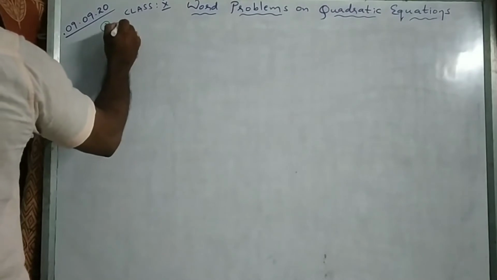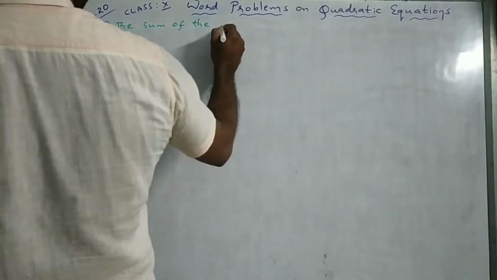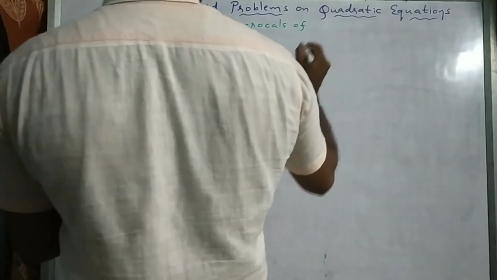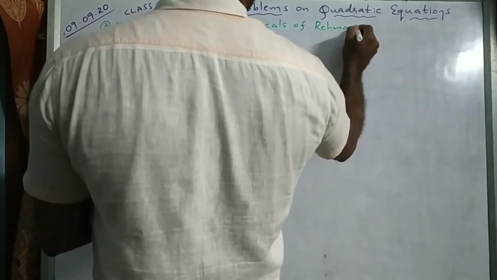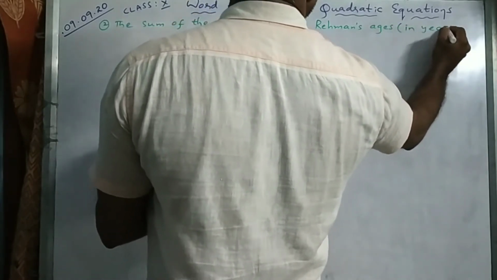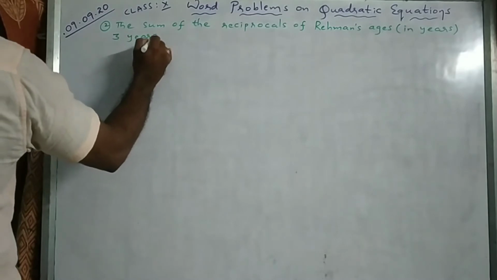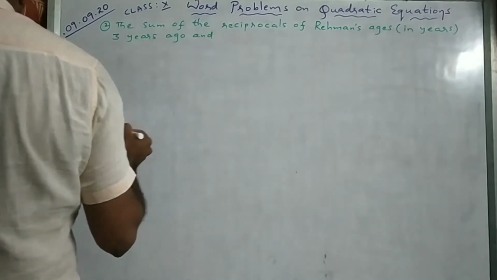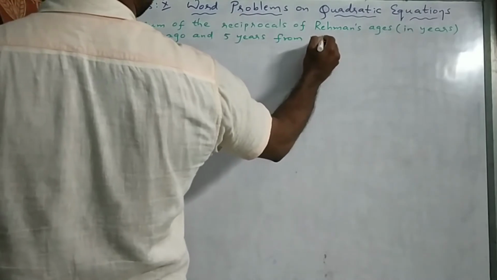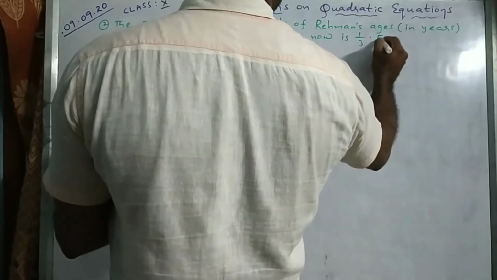Second one, the sum of the reciprocals of Rahman's ages in years, 3 years ago and 5 years from now. 5 years from now means after 5 years. 5 years from now is 1 by 3. Find his present age.